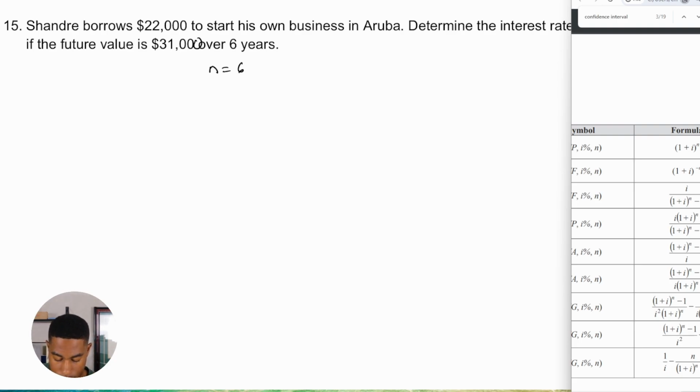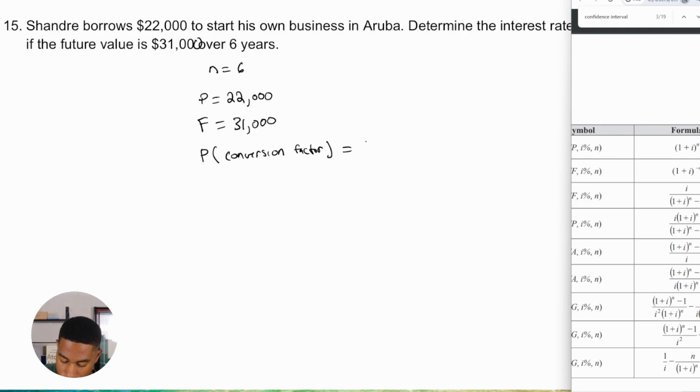I know that my P is equal to 22,000, and I want to find my I. I also have my future, which is 31,000. All right. And so we know that if we take our present and multiply it by our conversion factor, then we can get it to the future, right? All right.